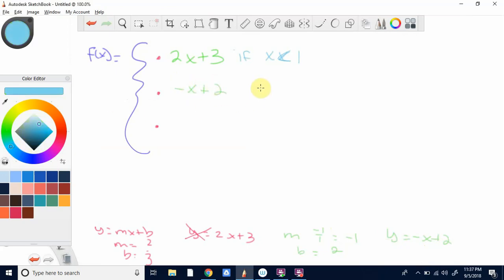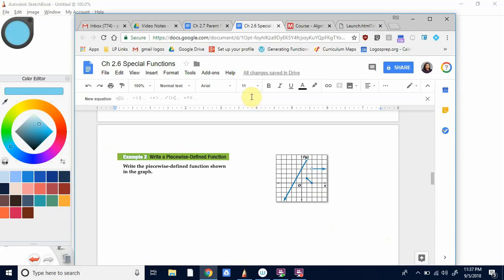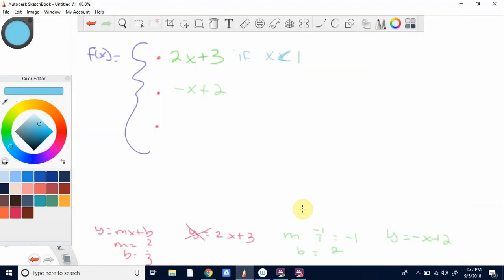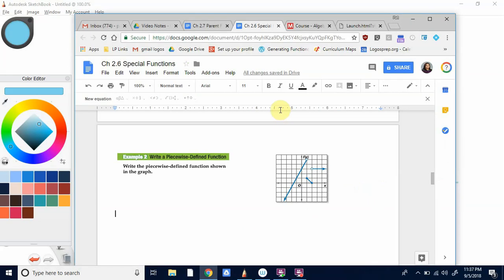And what is my restriction? Well, it's just from 1 to 2. So if we had a number line, that restriction is from here to here. So we're saying if x is greater than or equal to 1 and less than or equal to 2. That is my restriction.